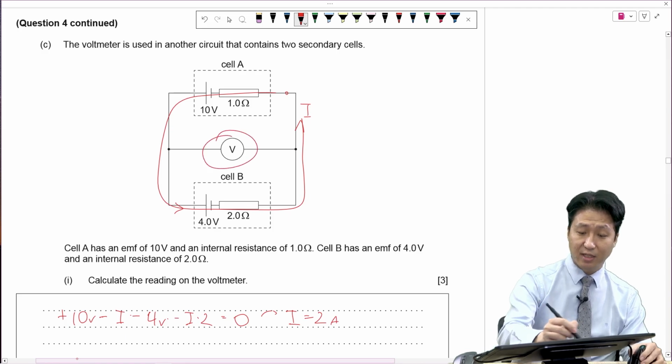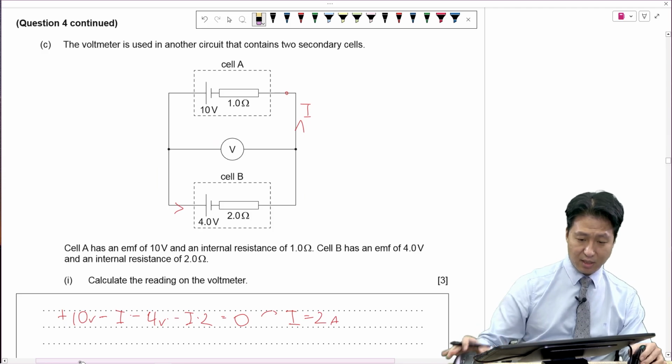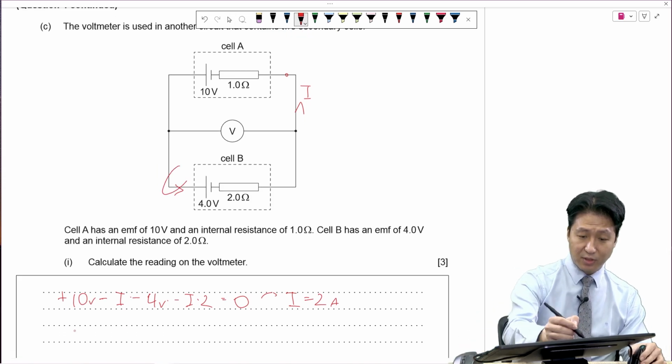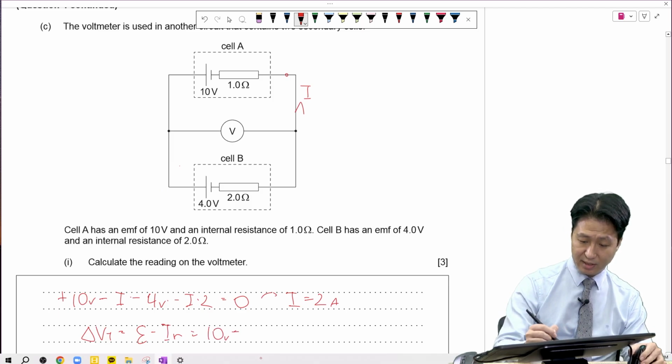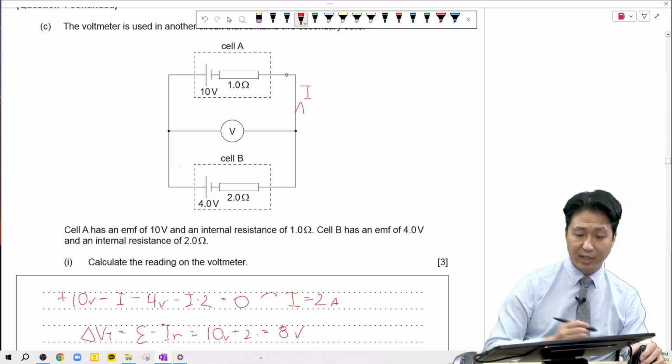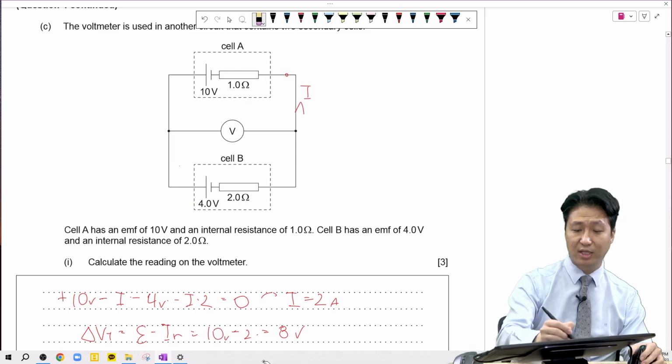Now to find the voltage difference, we use this resistor and this EMF. So the terminal voltage would be the EMF minus Ir. In this case, 10 volts minus 2 times 1 ohm, which is just 8 volts. If you use the same thing here, plus 4 volts EMF minus 2 times 2, which is 4. You add them together, 8 volts.